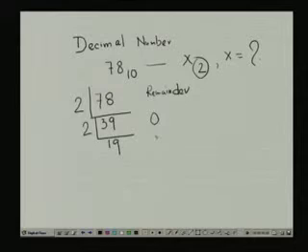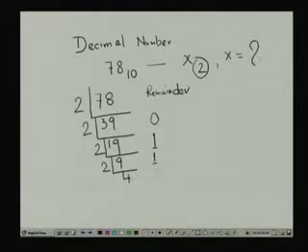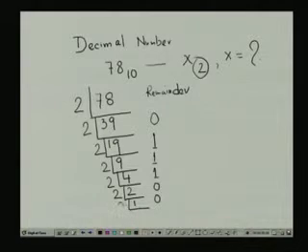So, this is 19, again my remainder is 1, again I am dividing by 2. 9, remainder is 1, again I am dividing by 2, remainder is 1, again dividing by 2, remainder is 0, dividing by 2, remainder is 0, dividing by 2. Now my quotient becomes 0 and this remainder is 1.